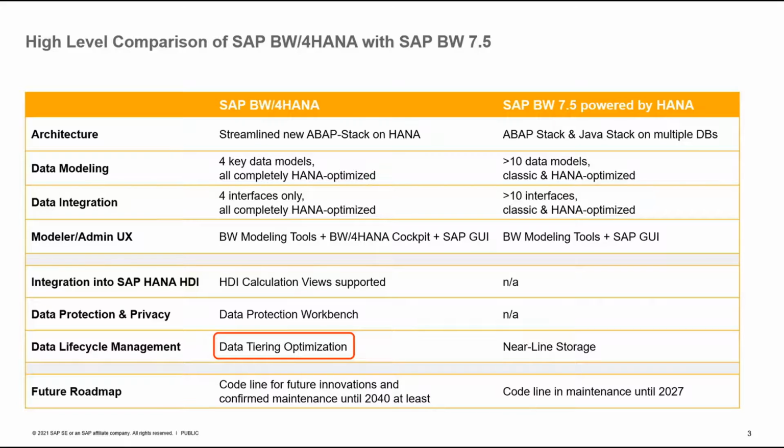In the lower part, you see some categories where BW for HANA has new features which are not available in the former versions, like the integration to the new HANA deployment infrastructure, also data protection and privacy, and the data lifecycle management. And I think data tiering optimization is a really good example of a value added by BW for HANA compared to the prior releases. And so we will focus in this tutorial on this topic.